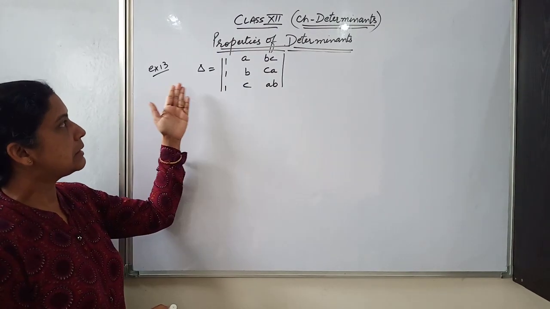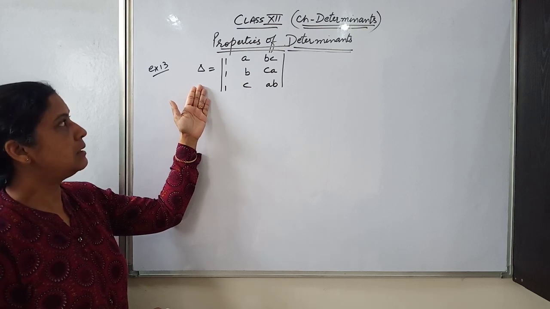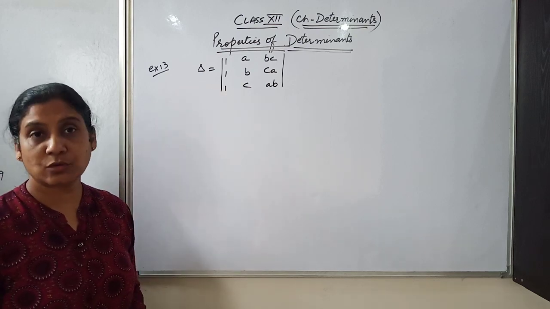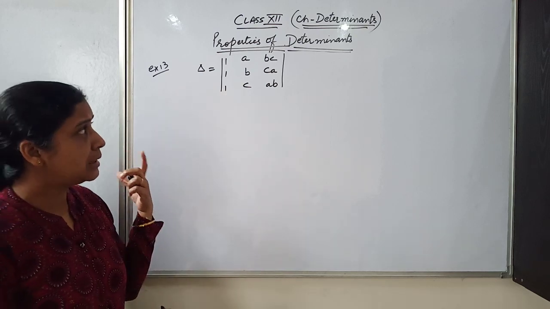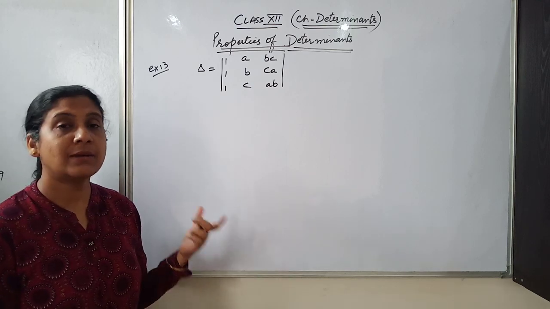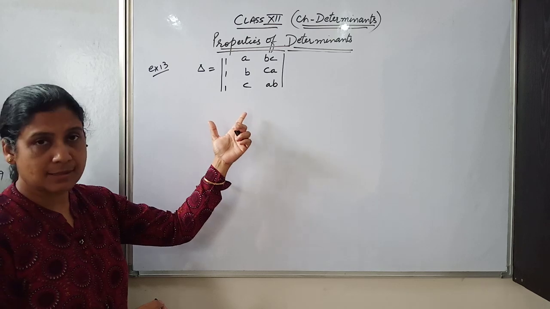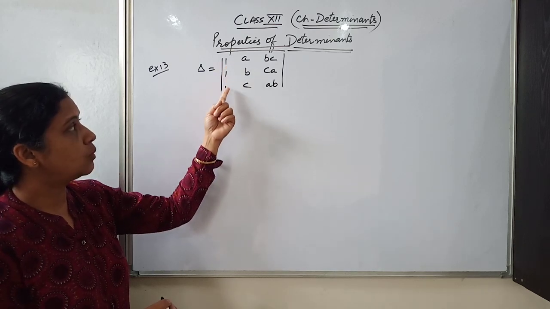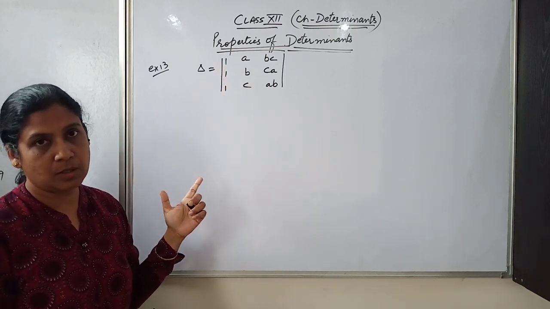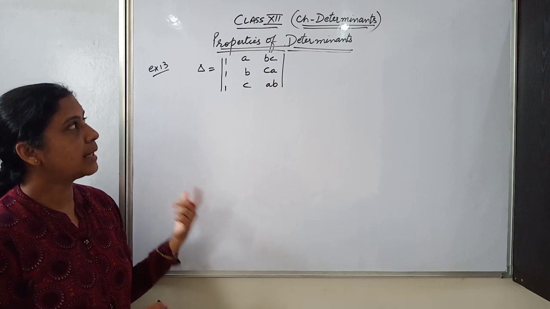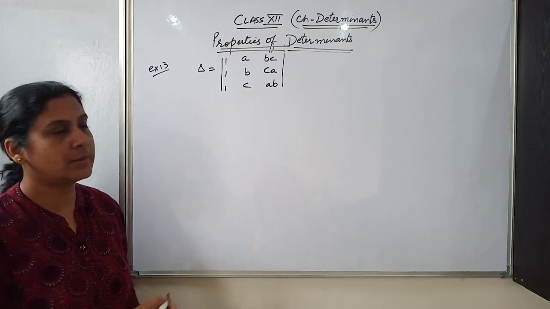Next, I have taken the question of example 13. The determinant is given to be this. We have to solve for its value, but I will not be going for simple expansion. I will be using properties of determinants. Here, no common factor I can see, but I can see 1, 1, 1 in the whole first column. So in such a case, we try making as many zeros as possible.